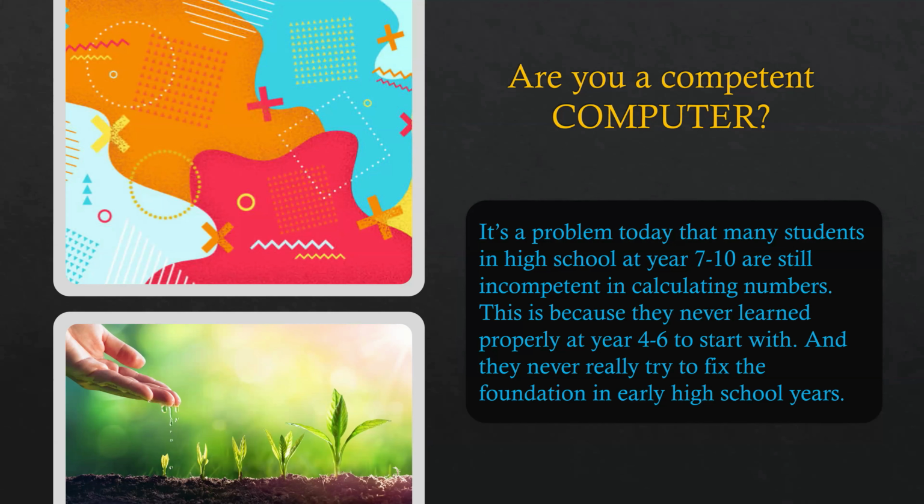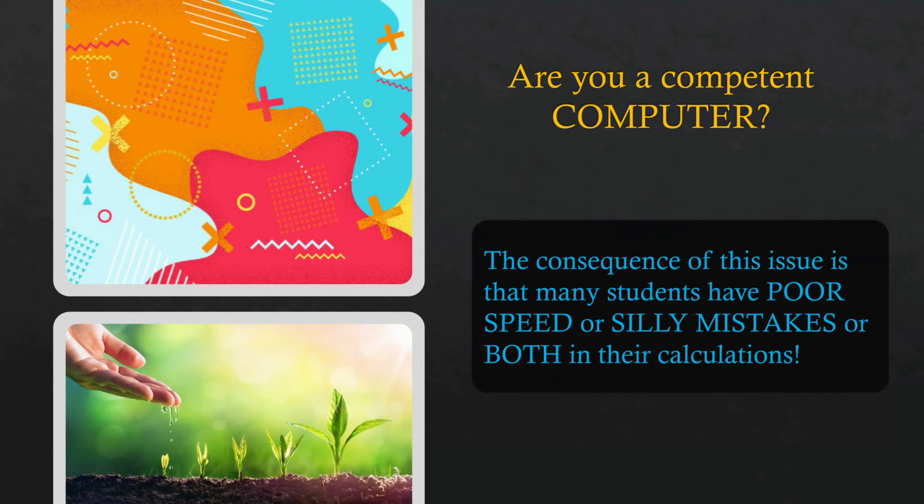Many students don't have the foundation at year 4 to 6. And they never really try to fix this problem in a higher year. So by the time they get to year 7 and 8, they still have problems. The consequence of this issue is that many students have very poor speed. It takes them a long time to do the calculation, or they make very silly mistakes.